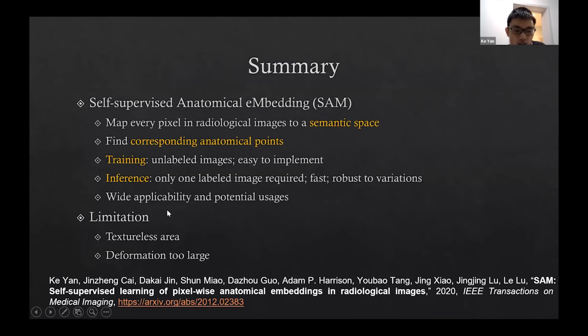And it also has some limitations. For example, if an image has no texture in some area, our algorithm may not perform well because it cannot find the features to match. And when two images have very large deformation, it may also fail to detect the correct point. But the traditional algorithms may also fail in such cases.